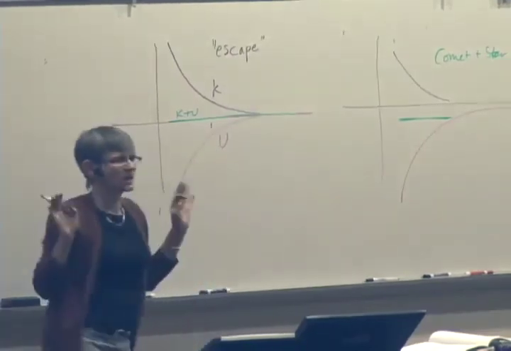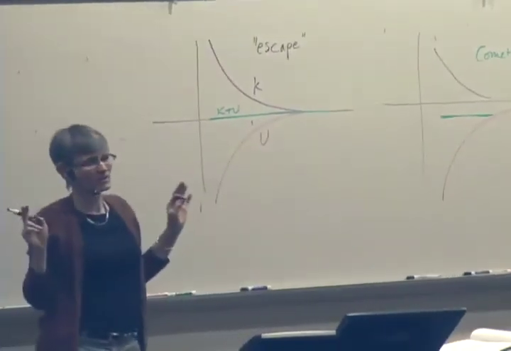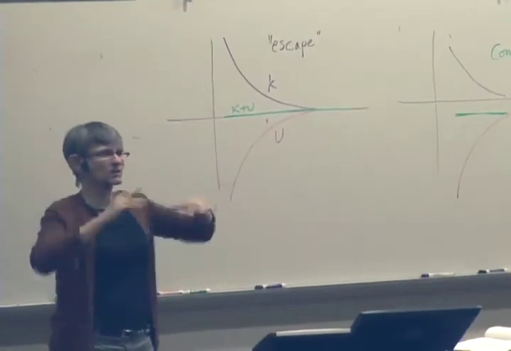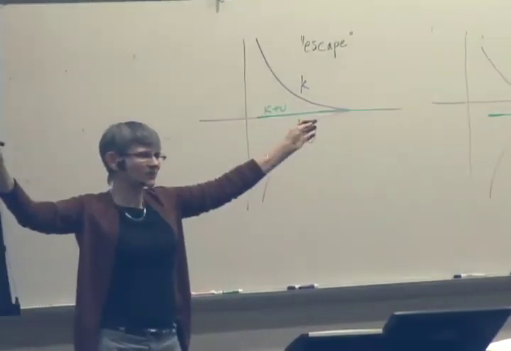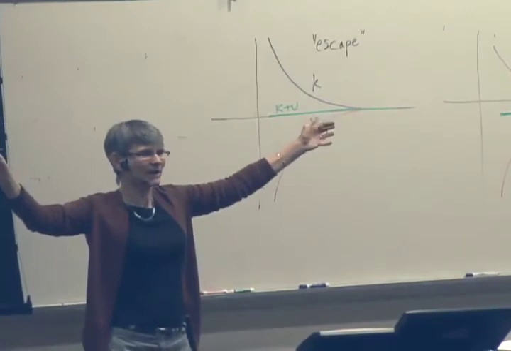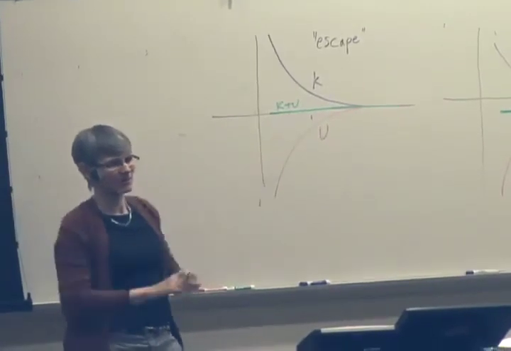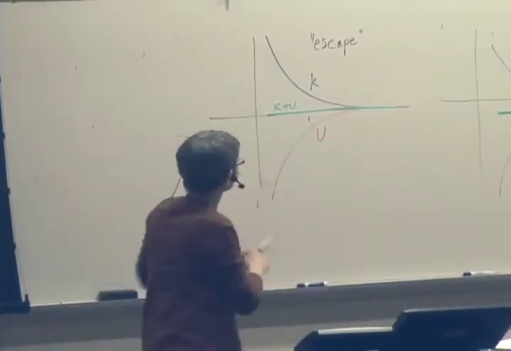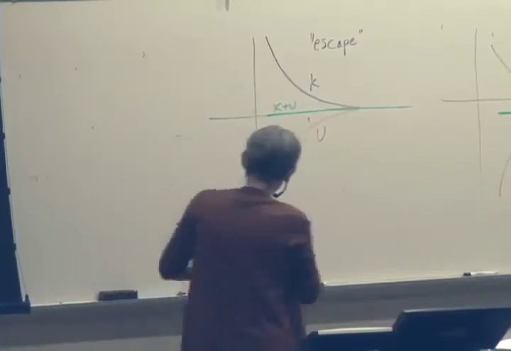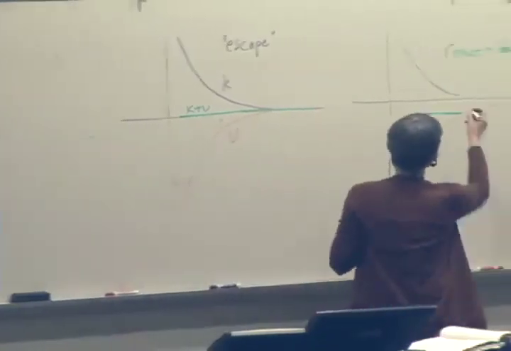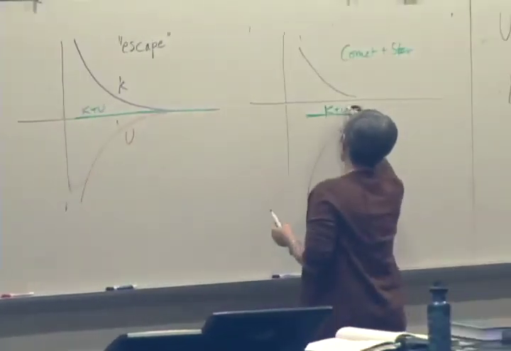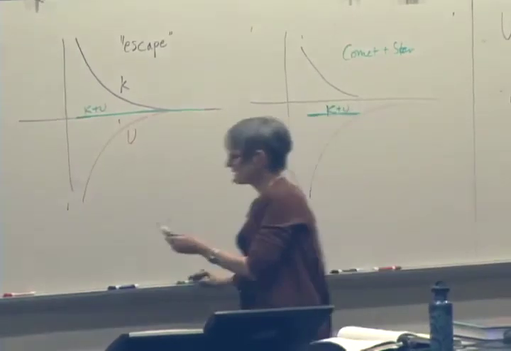So this is referred to as escape, where it actually manages to get infinitely far away. So it's not going to come back in this. Okay, it's managed to get infinitely far away. So this is as far as it gets here. This is K plus U, and it's negative.